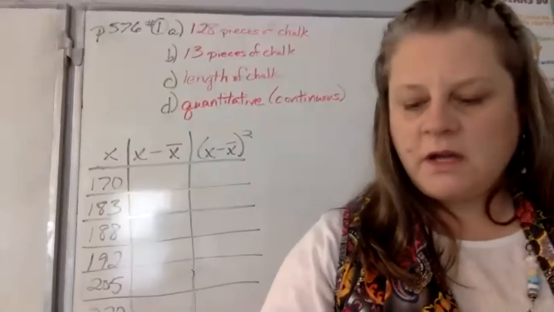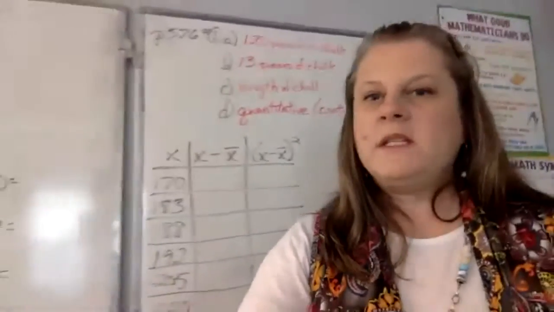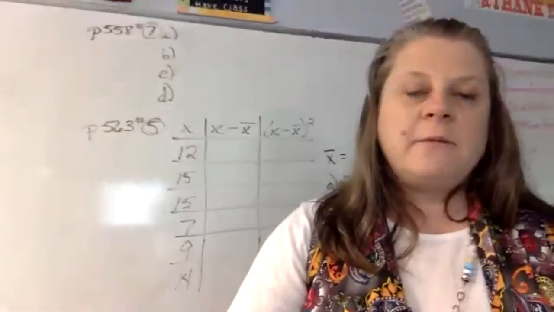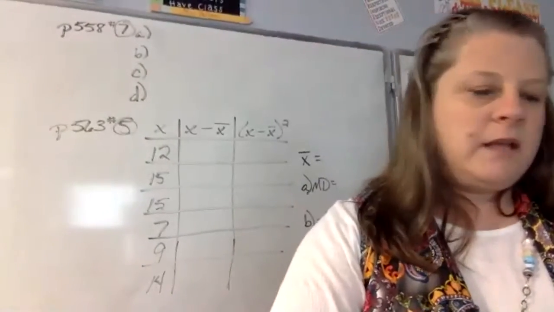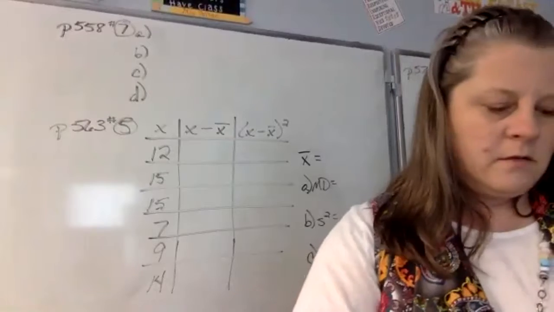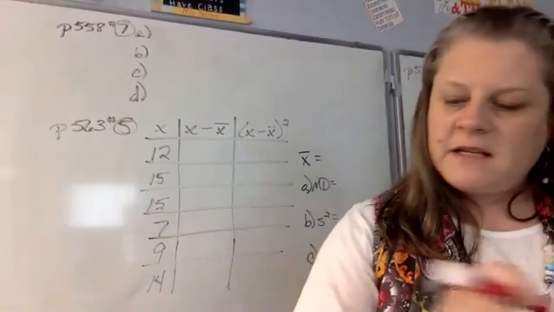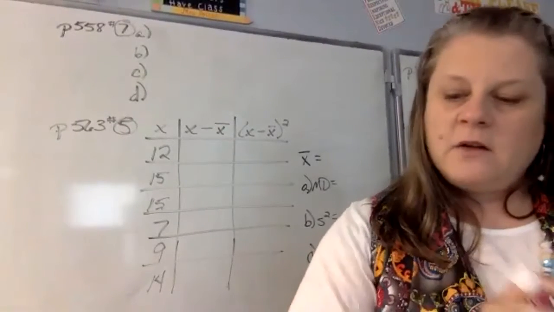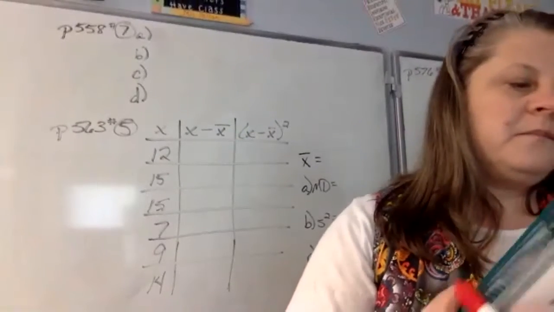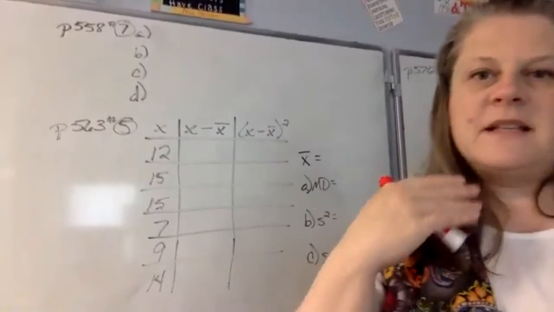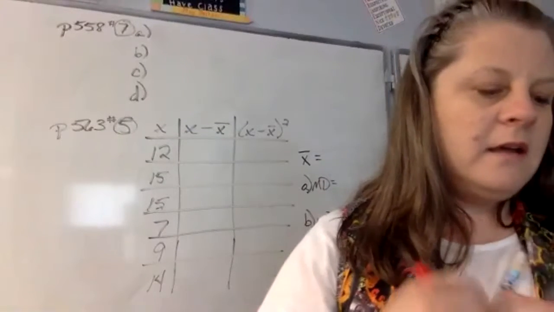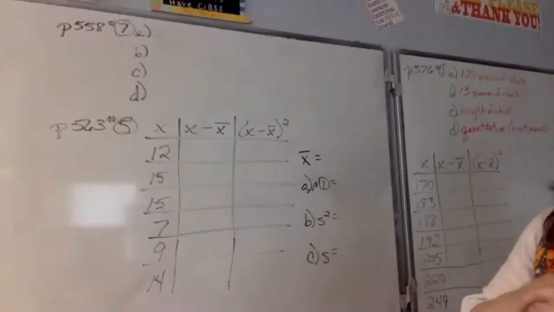So what we're going to look at is number 7 on page 558 that we didn't finish, I believe on Tuesday. Page 558, number 7, because it dealt with your mean, median, mode, and range. It doesn't have them in that order, but that's what it's asking for. So it's on the top of page 558, number 7.